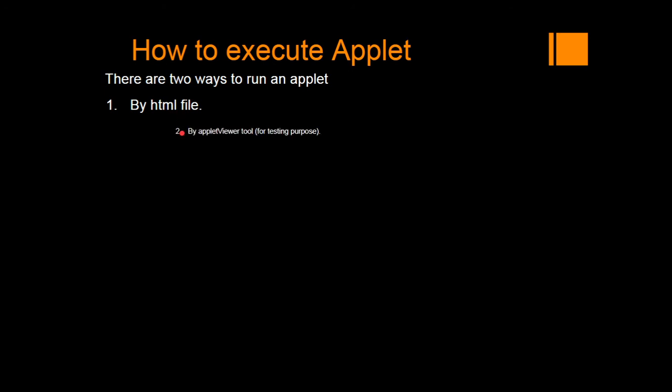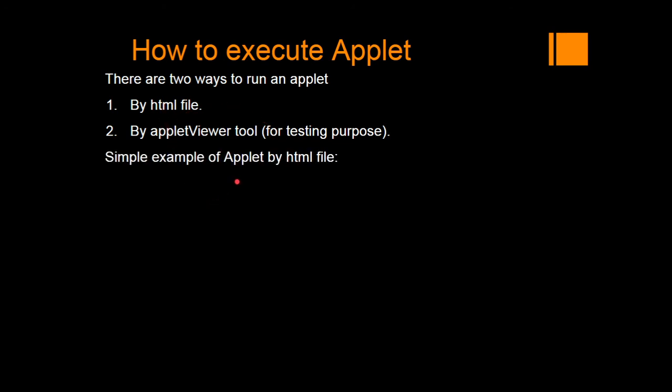Let us see, there are two methods to execute an applet. First one is by the HTML file and second is by the applet viewer tool. Actually, we have a tool called applet viewer that helps to view the applet after compilation is done. Here let us see with an example one by one.